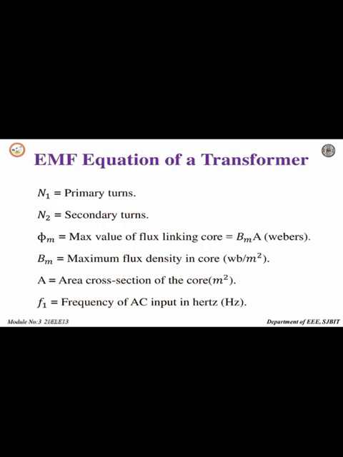Then the next one will be the EMF equation of a transformer. Let us consider N1 as the primary turns and N2 as the secondary turns. Phi m is the maximum flux linking with the core, where phi m is given by Bm into A, that is, Bm is the maximum flux density in the core and A is the area of cross section. Let f be the frequency in Hertz.